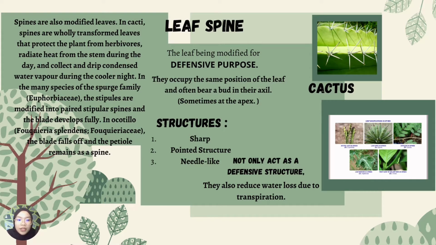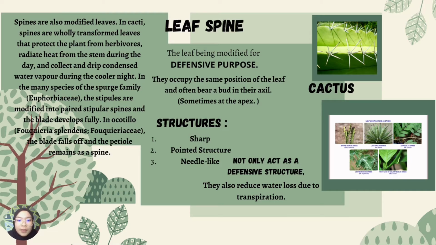In many species of the spurge family Euphorbiaceae, the stipules are modified into pairs of stipular spines, and the blade develops fully. And then in Ocotillo or Fouquieria splendens, Fouquieriaceae, the blade falls off and the petiole remains as a spine. The leaf is being modified for defensive purposes.